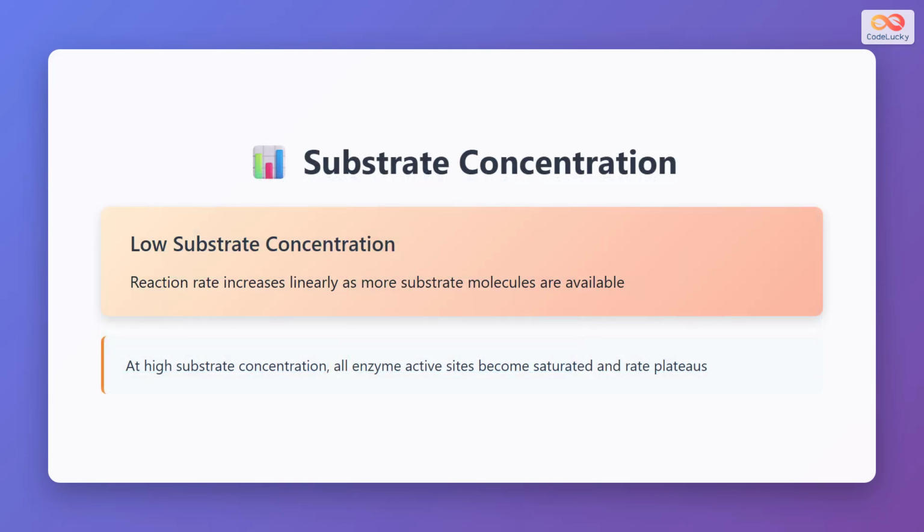Substrate concentration significantly impacts enzyme activity. At low substrate concentrations, the reaction rate increases linearly as substrate concentration increases. This occurs because more substrate molecules are available to bind with enzyme active sites, leading to more frequent enzyme-substrate collisions. However, at high substrate concentrations, a different pattern emerges. All enzyme active sites become saturated, meaning every enzyme molecule is constantly occupied. At this point, adding more substrate cannot increase the reaction rate, and the rate plateaus at its maximum velocity.